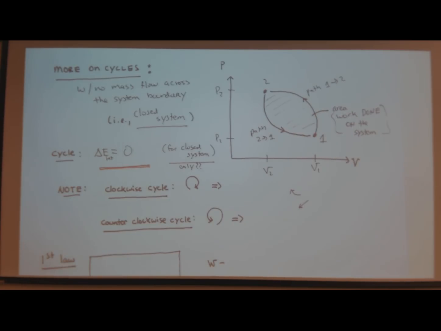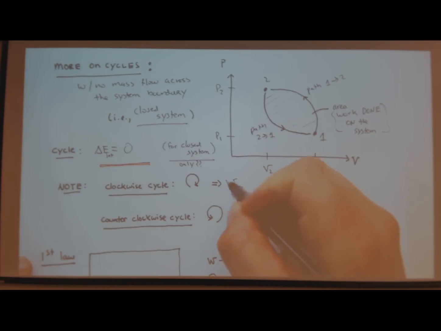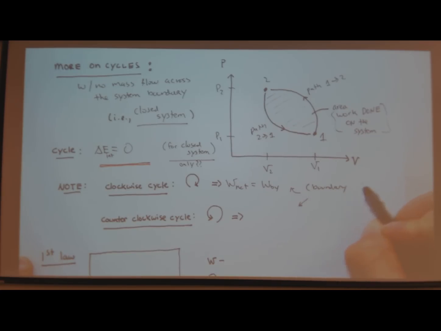So these are just some notes on clockwise, counterclockwise. I've talked about this I don't know how many times. Clockwise, work net equals work by. This is boundary work. PV diagram. Counterclockwise, work net equals work on. Boundary work, PV diagram here. That's what we're.